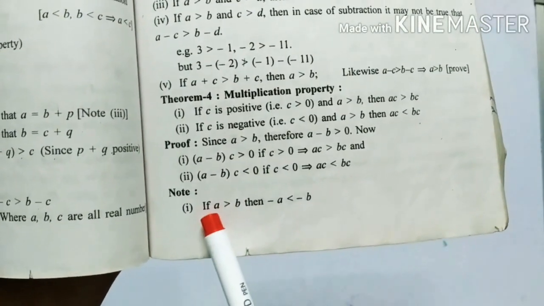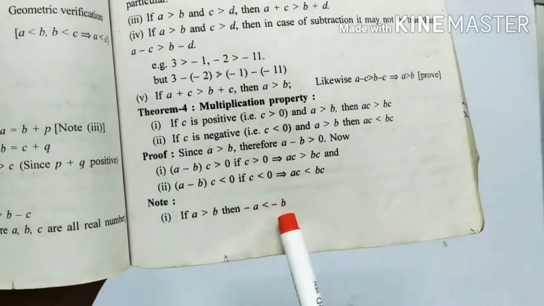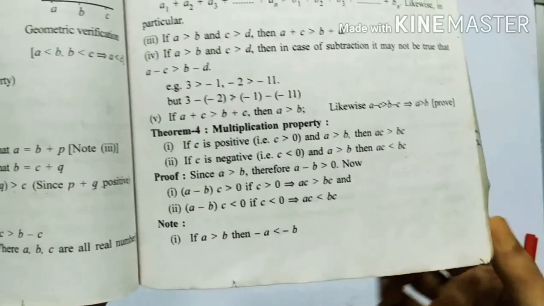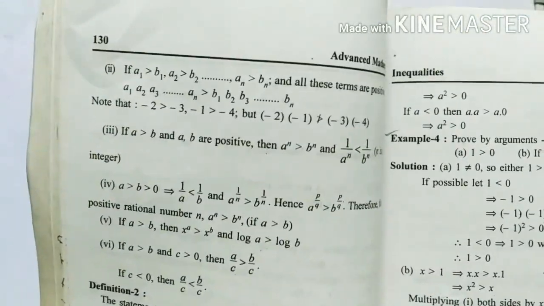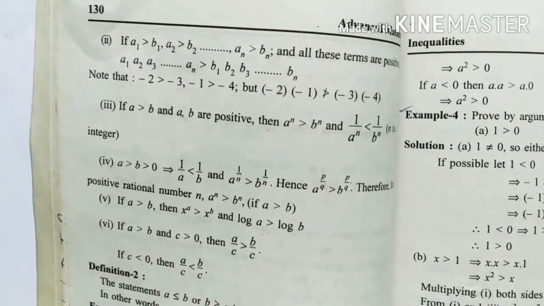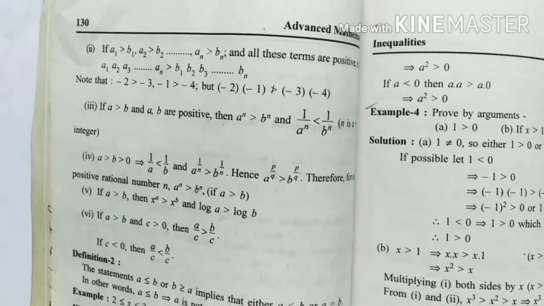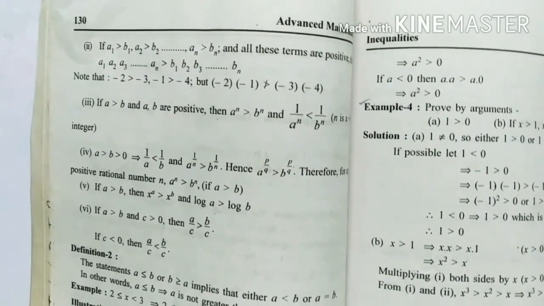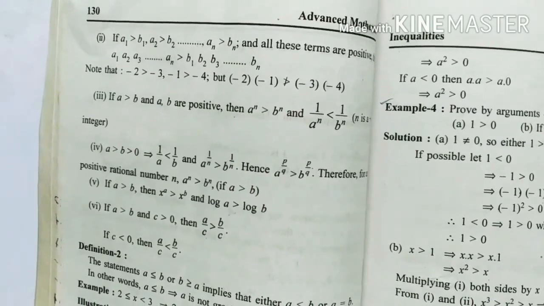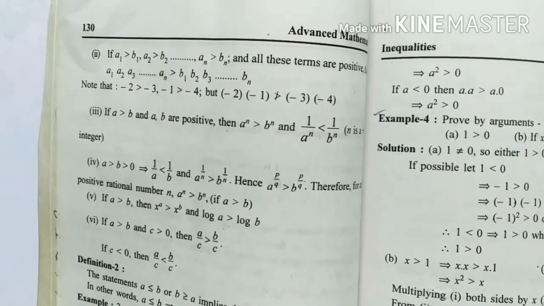And note, you see, if A is greater than B and if you multiply minus 1 both sides, then the sign will change. Understand? Minus A is less than minus B. Next one it is, if A1 greater than B1, A2 greater than B2, AN greater than BN, and all these terms are positive, then A1 into A2 into A3 up to AN will be greater than B1 into B2 into B3 up to BN.